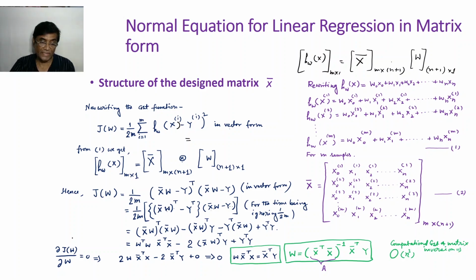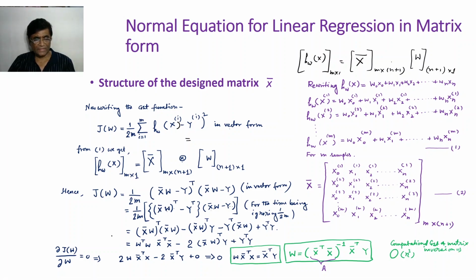Now I can differentiate. w is now a vector. Everything is a vector here now, right? The label is an m cross 1 vector. This is an n plus 1 cross 1 vector. This is an m cross n plus 1 matrix actually. So every term is a vector, and I am differentiating this vector function with respect to a vector and making it 0.